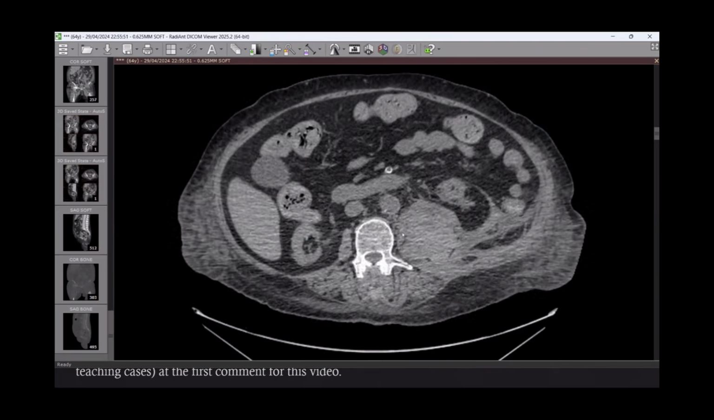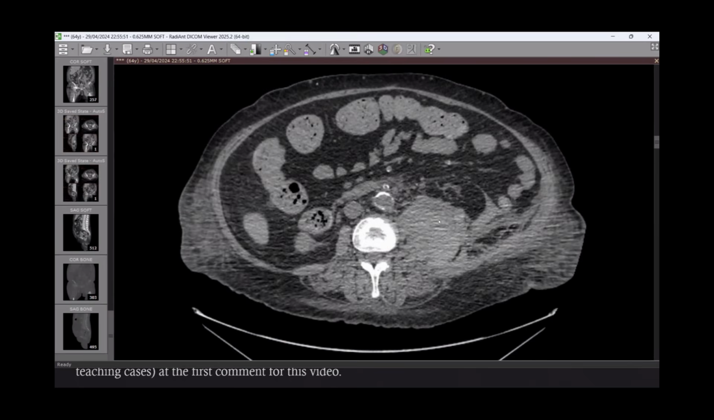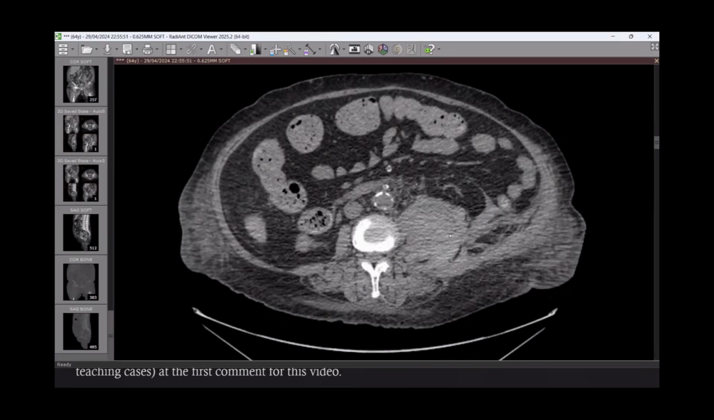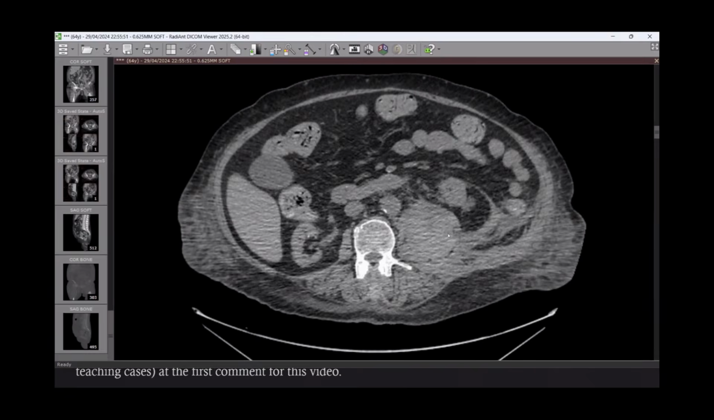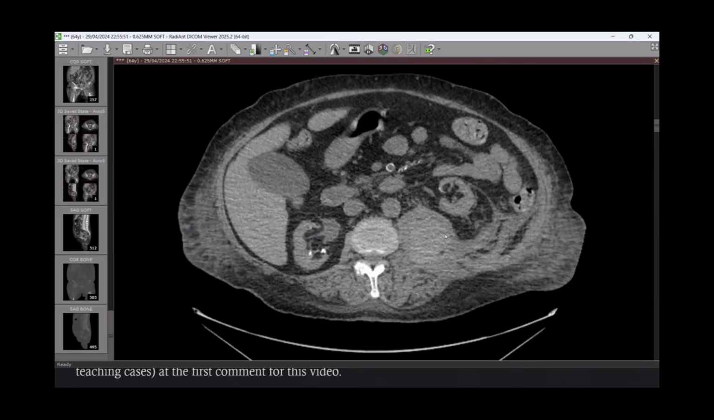Let's focus on this area. We have a left psoas muscle intramuscular hematoma. It's hyperdense. And we also have some other hematomas. But before going to the other hematomas, can I give you some details regarding the retroperitoneal spaces?